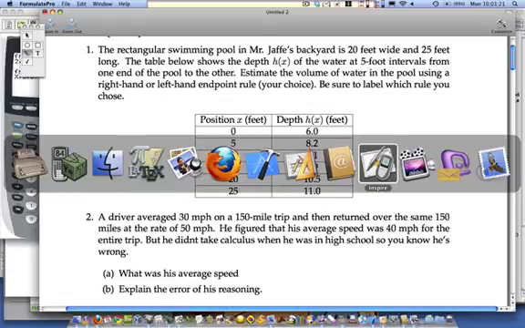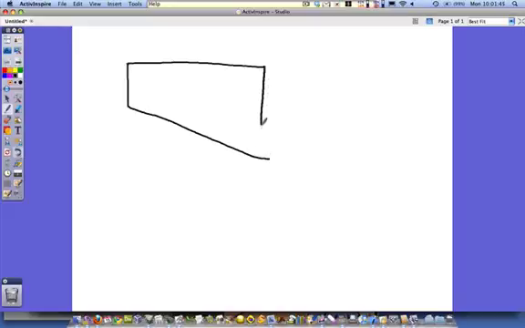So let me go to my smartboard and we'll go ahead and draw a picture of this pool. By the way, a lot of people drew the picture like this. Pools don't look like that. All the water will run out of the bottom. So what you really want to do is draw it so it looks like a pool. There's the water. Here's the shallow end. Here's the deep end. And there's the other pool.